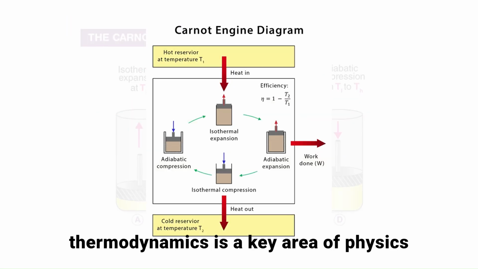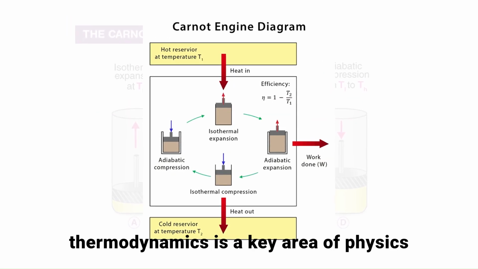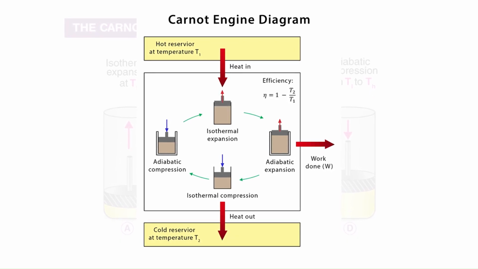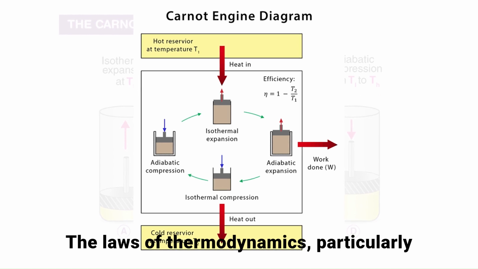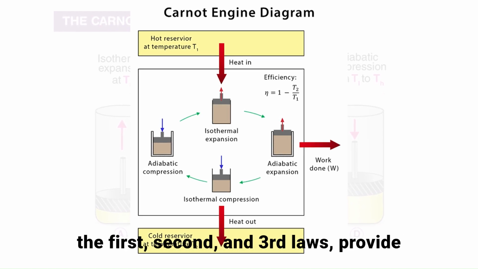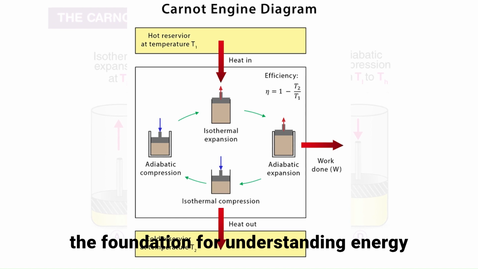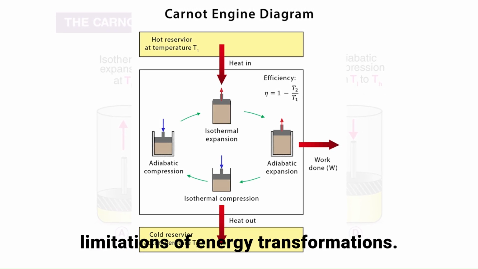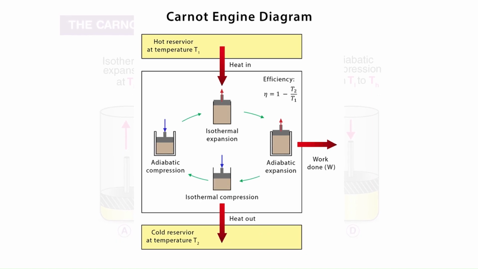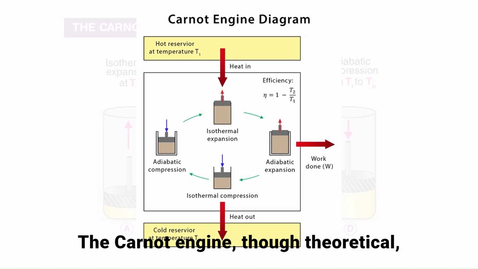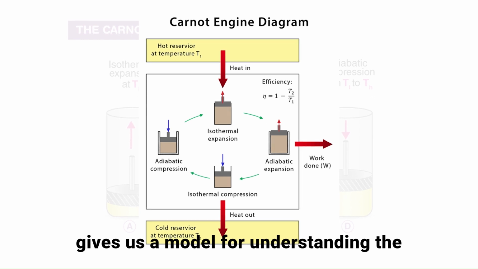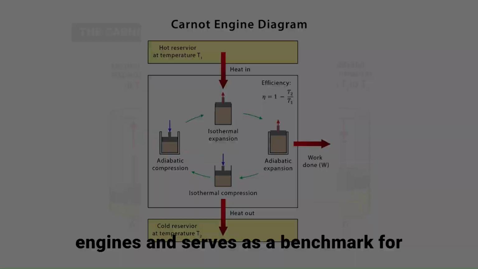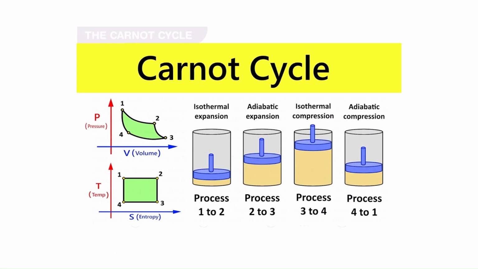In conclusion, thermodynamics is a key area of physics that helps us understand the behavior of energy and heat in various systems. The laws of thermodynamics, particularly the first, second, and third laws, provide the foundation for understanding energy conservation, entropy, and the limitations of energy transformations. The Carnot engine, though theoretical, gives us a model for understanding the maximum possible efficiency of heat engines and serves as a benchmark for evaluating real-world engines.